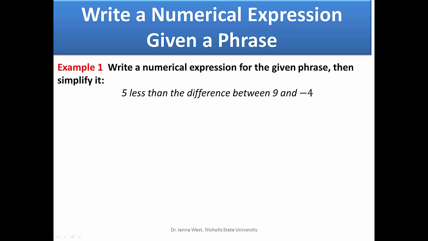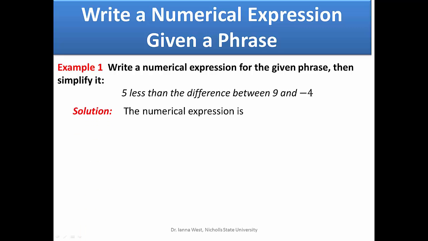Write a numerical expression for the given phrase, then simplify it. 5 less than the difference between 9 and -4. We interpret the first part of the phrase, 5 less than, as subtracting 5 from something. The second part of the phrase tells us to take the difference between 9 and -4. Recall that a difference indicates subtraction. Therefore, when we consider both parts of the phrase, we will subtract 5 from the difference between 9 and -4.